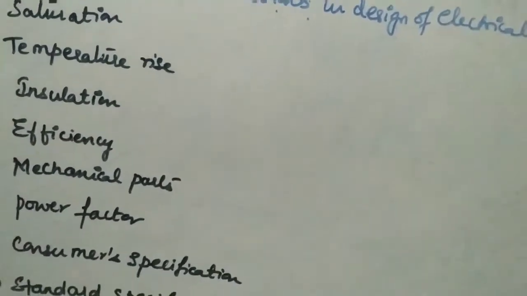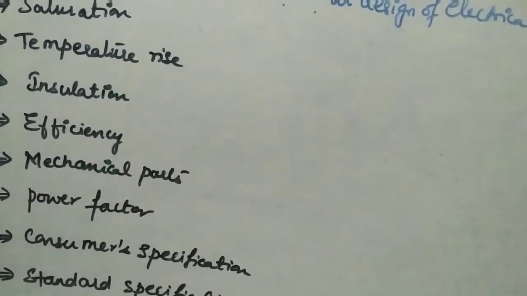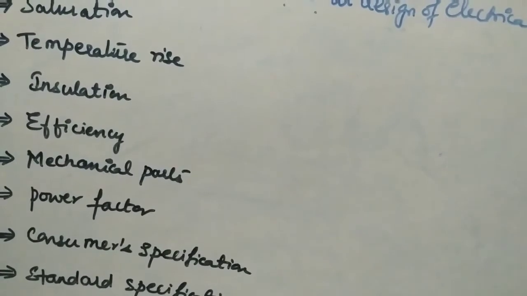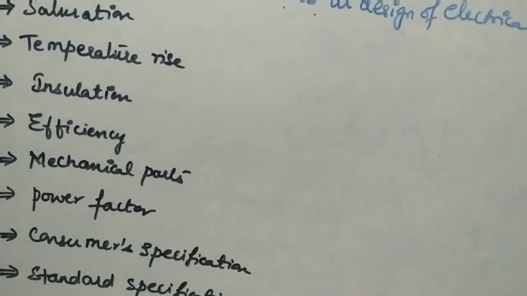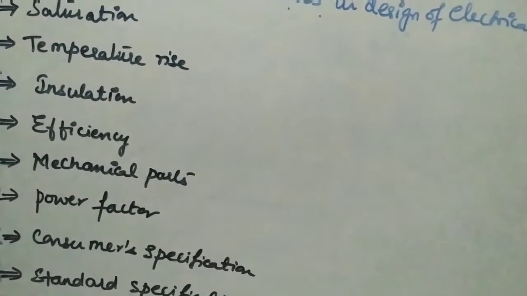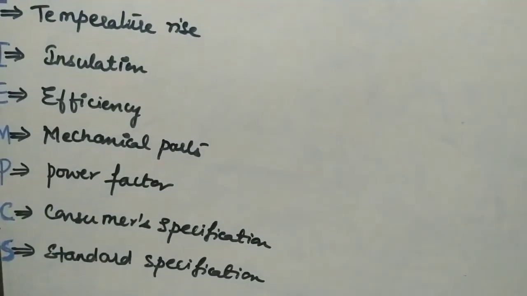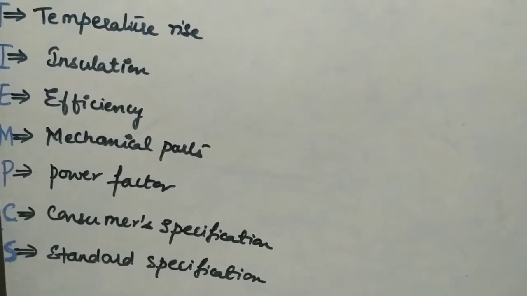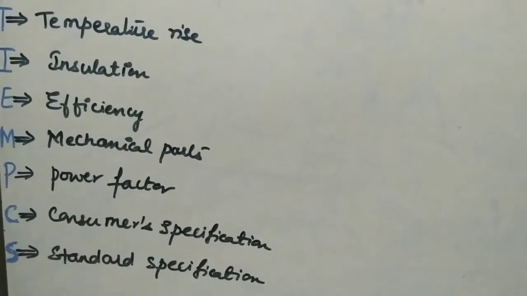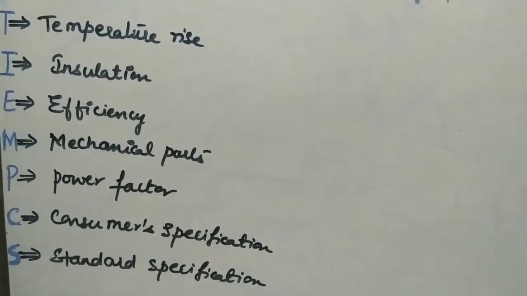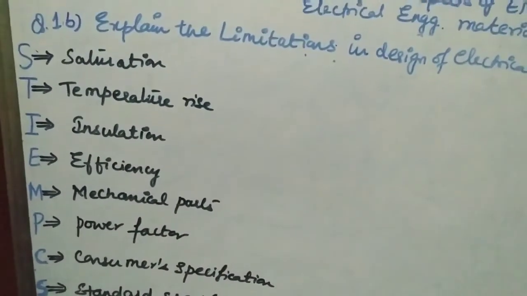Next, coming to consumer specifications. The specifications laid down in the consumer order have to be met, and the design evolved should satisfy all the specifications and also the economic constraints imposed on the manufacturer. Next, coming to standard specifications. These specifications are the biggest strain on the design, because both the manufacturers as well as the consumer cannot give them up without satisfying them. So this is about question 1B.